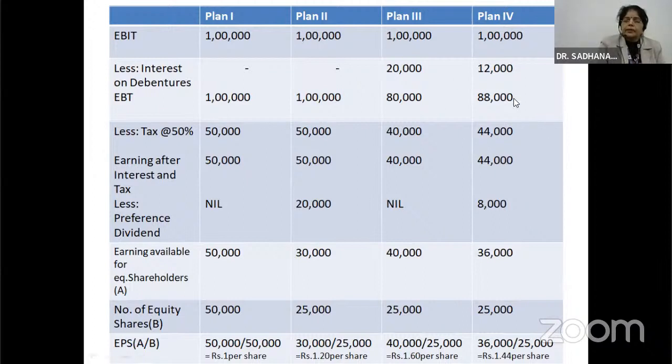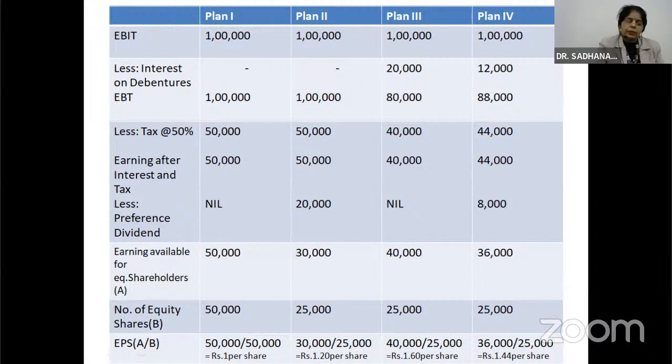Clear? And next in plan 4 we are using preference shares again, and the amount of preference dividend is 8,000 which is deducted from 44,000, it comes 36,000 as earning available for equity shareholders. It is the earning which is allocated to the existing shareholders. In plan 1, existing shareholders means the number of equity shares.